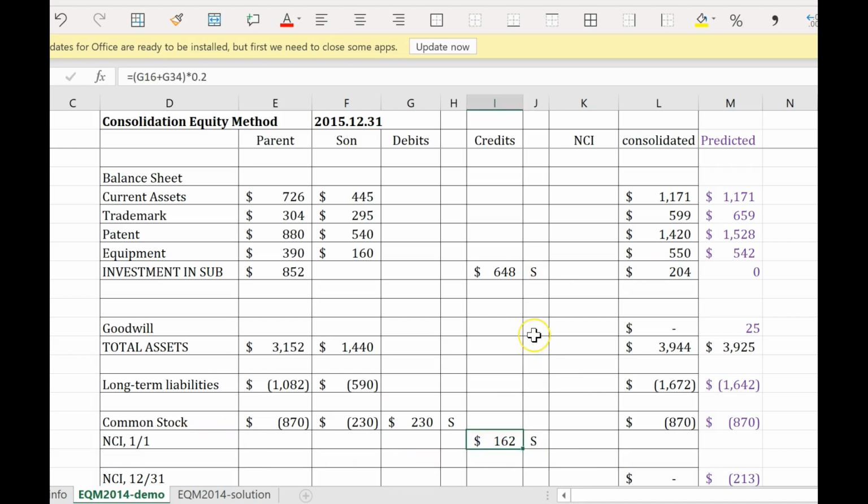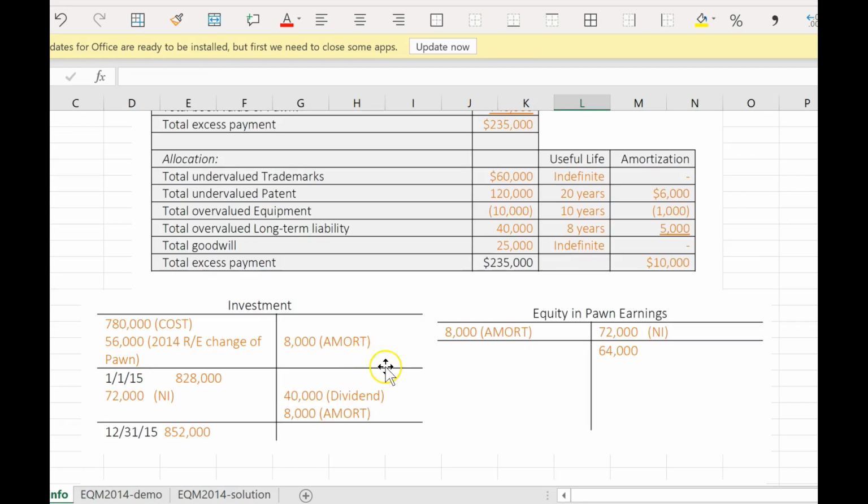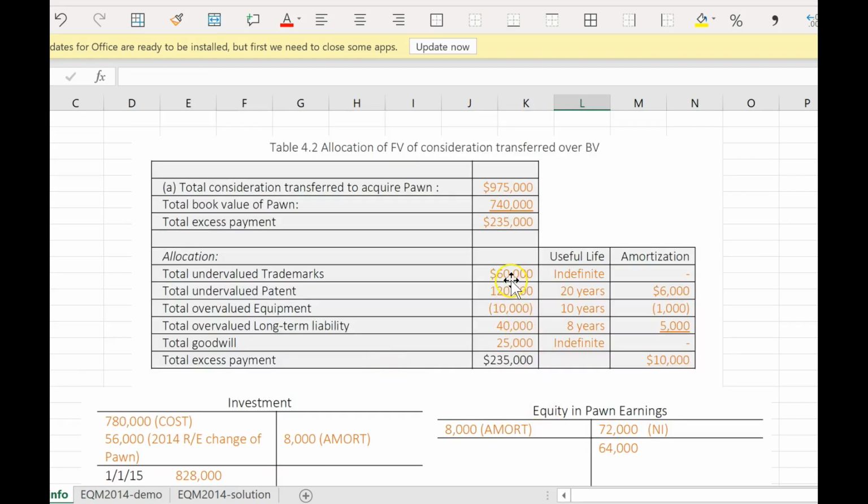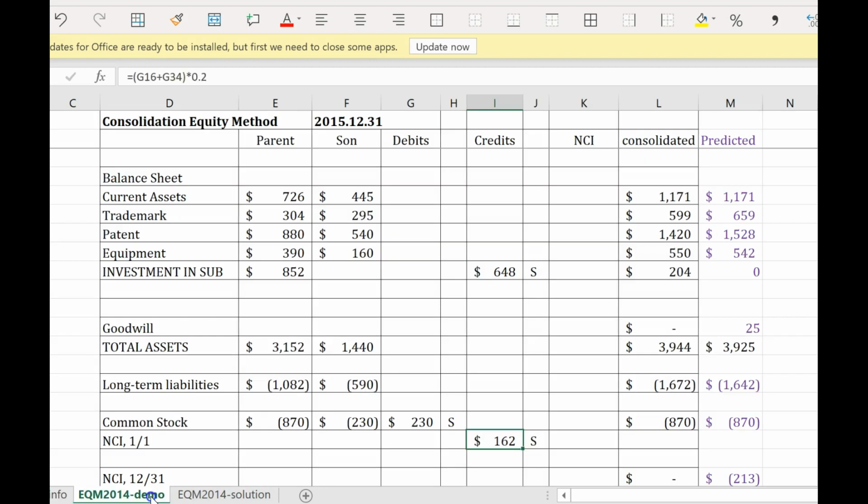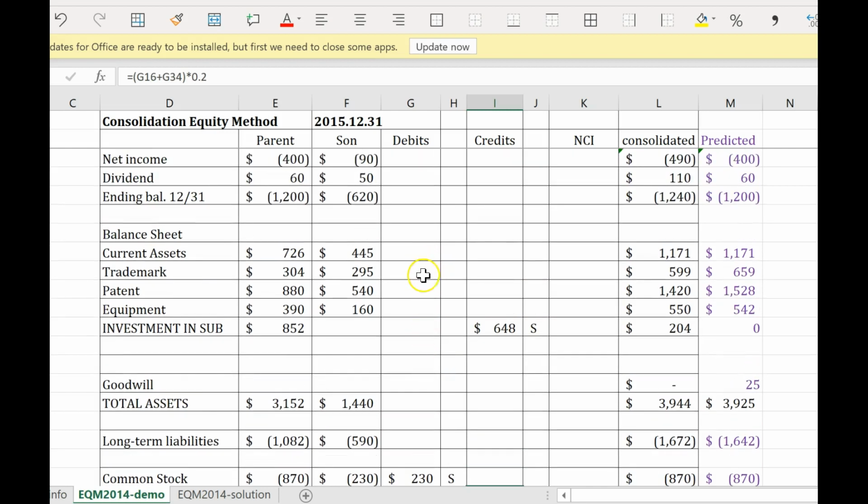Okay. A entry. A means allocation, which we need to go back to our allocation table. Our allocation table shows that we have trademarks, patent, equipment, liability, and goodwill. That should be our A entry. So when I'm going back to my A entry, I look at the trademark.